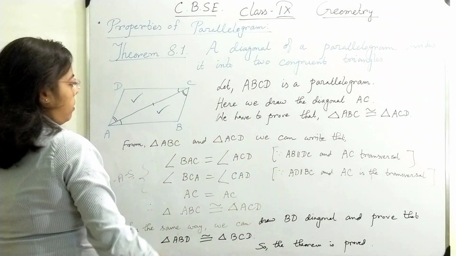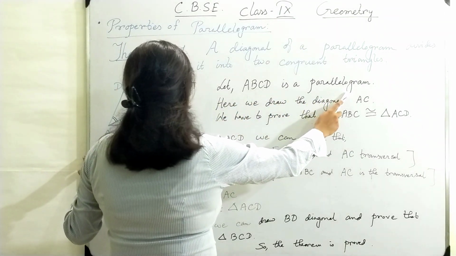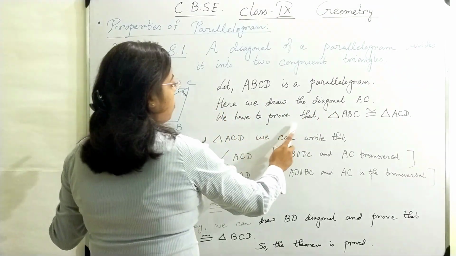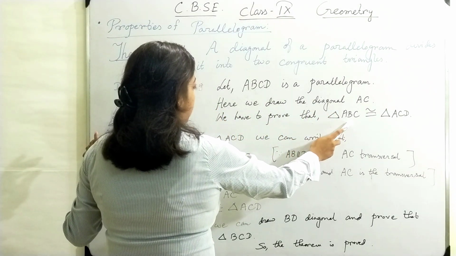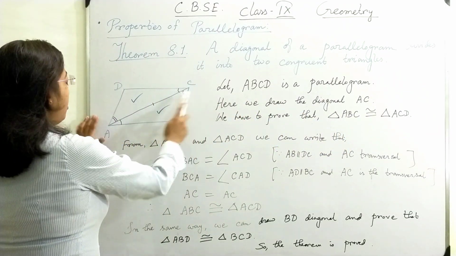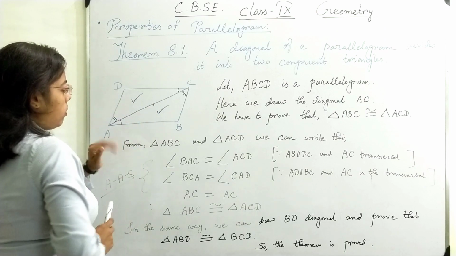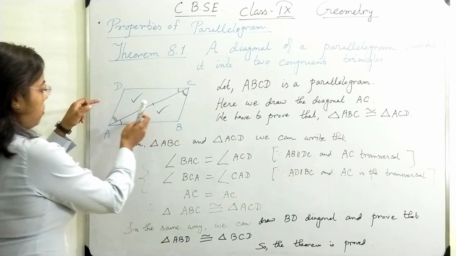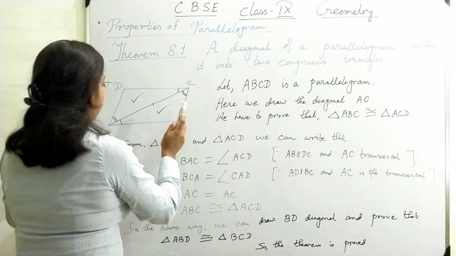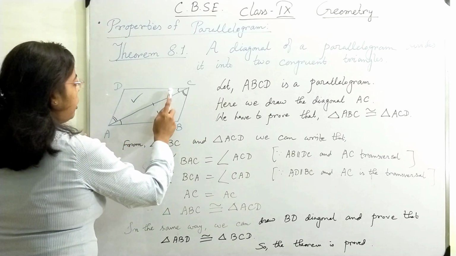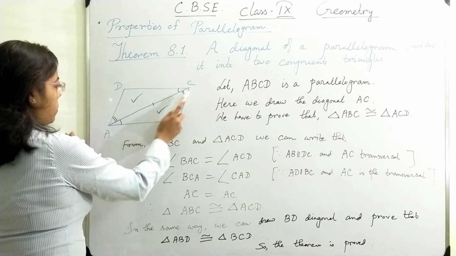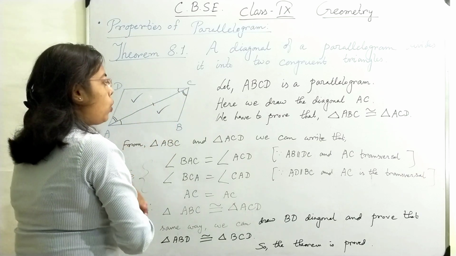Now see here, let ABCD be a parallelogram. Here we draw the diagonal AC. We have to prove that triangle ABC is congruent to triangle ACD. Now, look here in the picture. See, these two angles, this one and this one, ACD and BAC. These two angles are equal in nature.